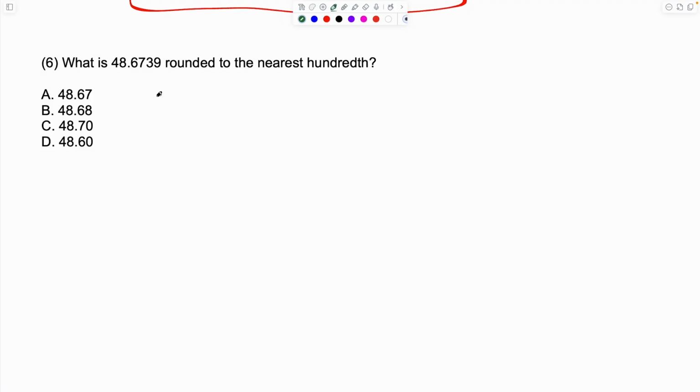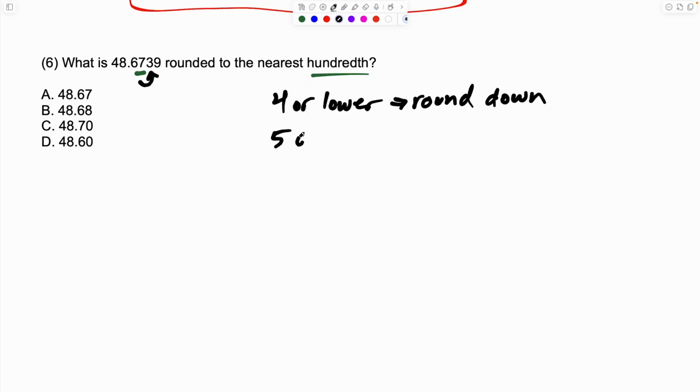Question 6, what is 48.6739 rounded to the nearest hundredth? So for this one, the first thing I look for is the hundredths place. So notice that we have a 7 in the hundredths place. And then when you're rounding, what you want to think of is if you have a digit to the right that is 4 or lower, you round down. Okay, so 4 or lower, you round down. And if you get 5 or higher, you round up. Okay, so 4 or lower, round down. 5 or higher, and you round up.